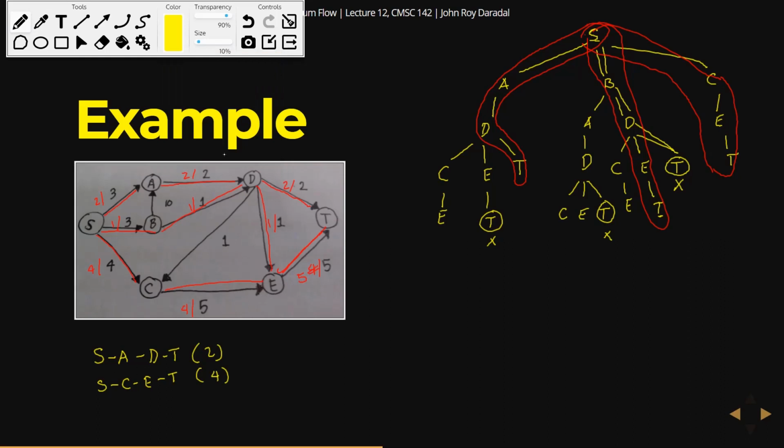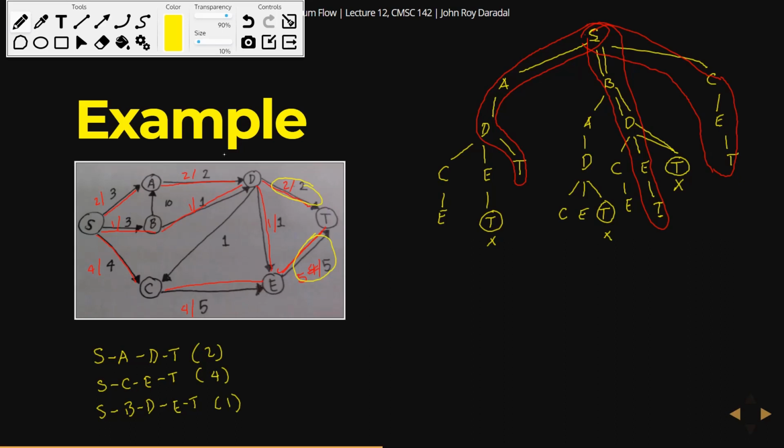So now our last path is SBDET with size 1. And I say this is the last because all of the incoming edges to T are already full. So there's no way to send more flow through these edges. So this is 2 out of 2. It's already 5 out of 5. So we can't send more. So this is when we stop.